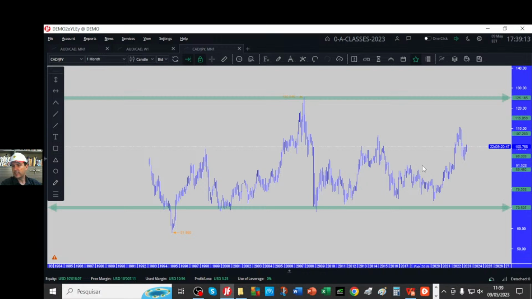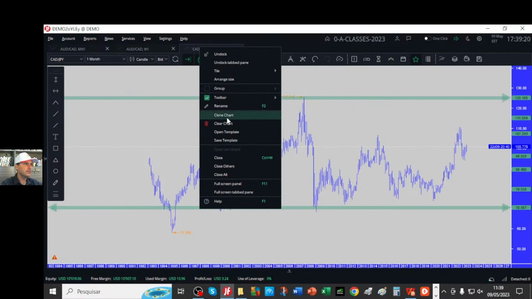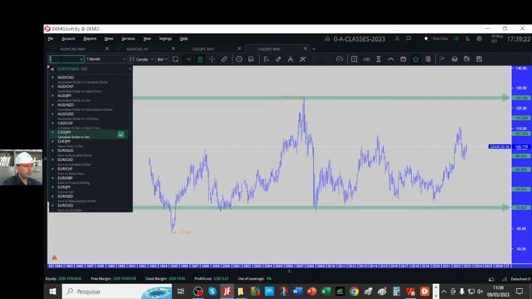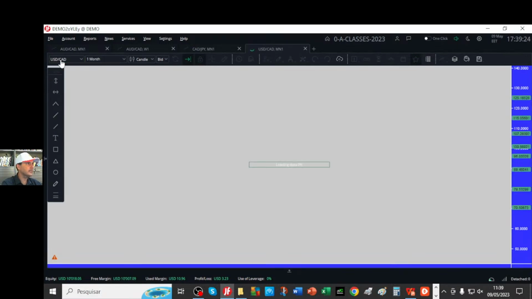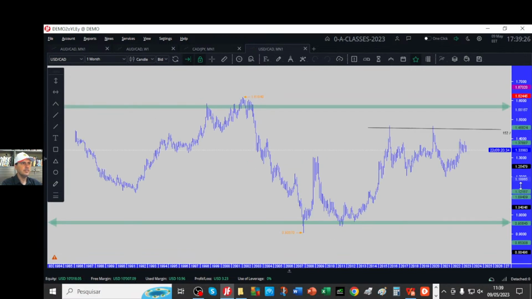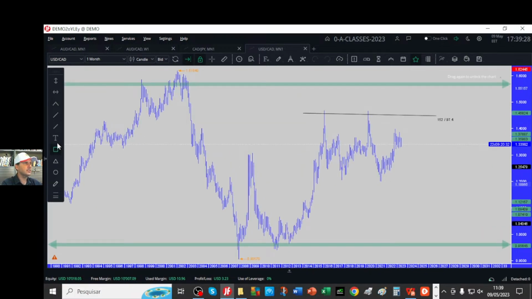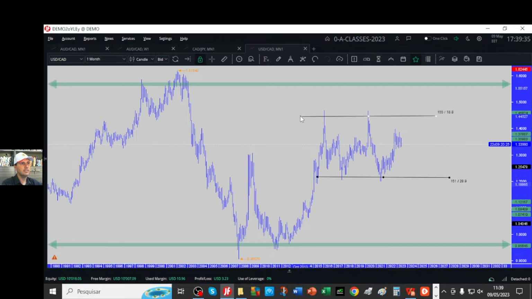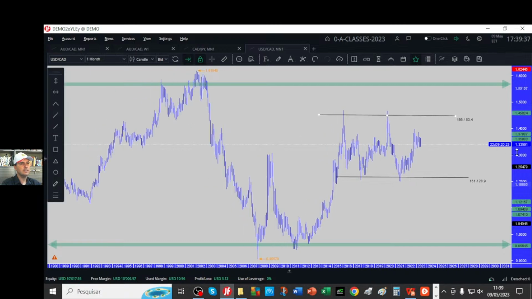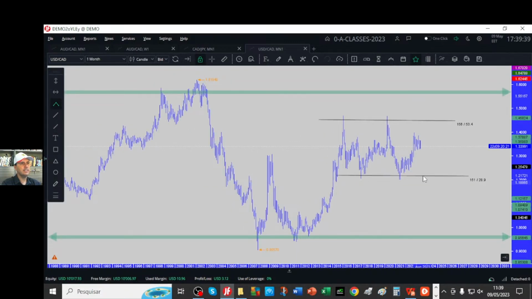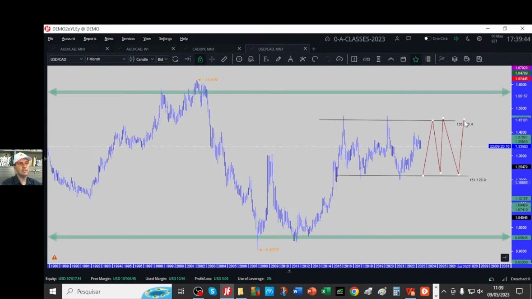USD CAD weekly and daily. USD CAD, it's locked in consolidation. Clone chart, USD CAD. USD CAD, Shola, it's locked in here. Fibonacci's don't work in consolidation, everybody. Make sense? USD CAD, it's inside. You should buy the lower band, you should sell the upper band.